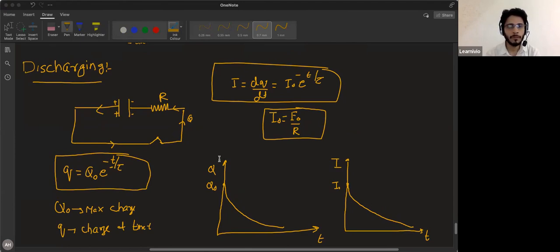Sir, what is written there, I naught? E naught upon R. E naught is the voltage, the EMF of the cell.